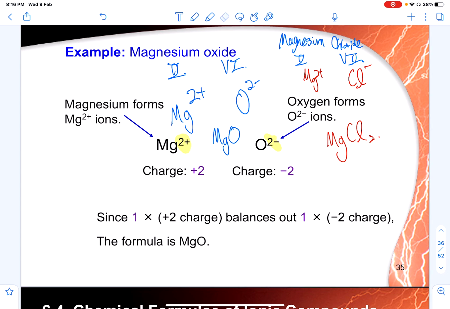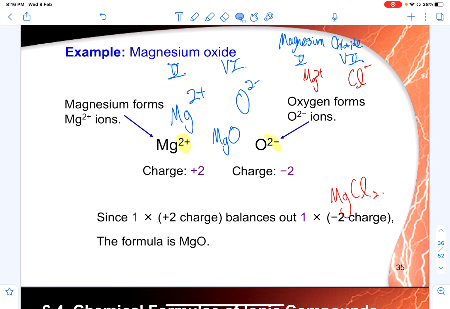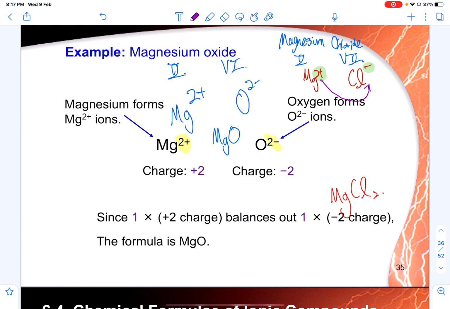Now the shortcut is we actually convert this number and you bring it over to the other side. Meaning this 2 is for this chloride, and this charge is for this magnesium. And based on these, it will simplify, and you will still get the same chemical formula.